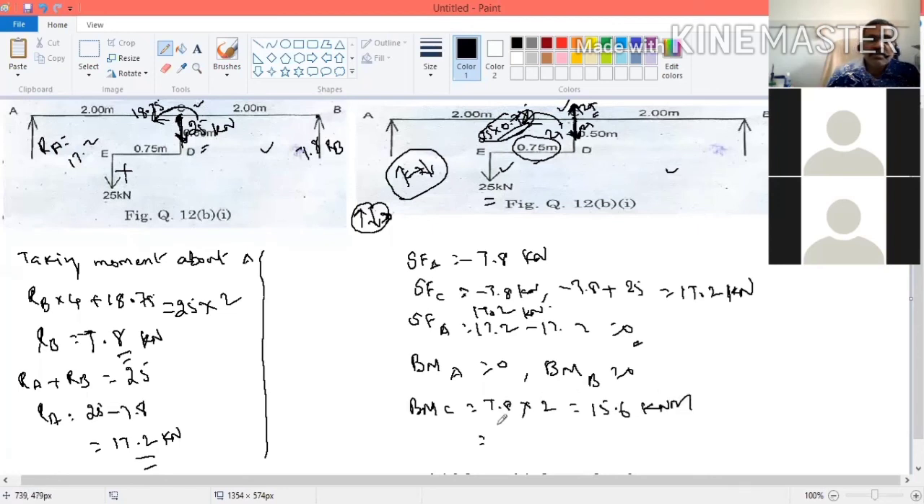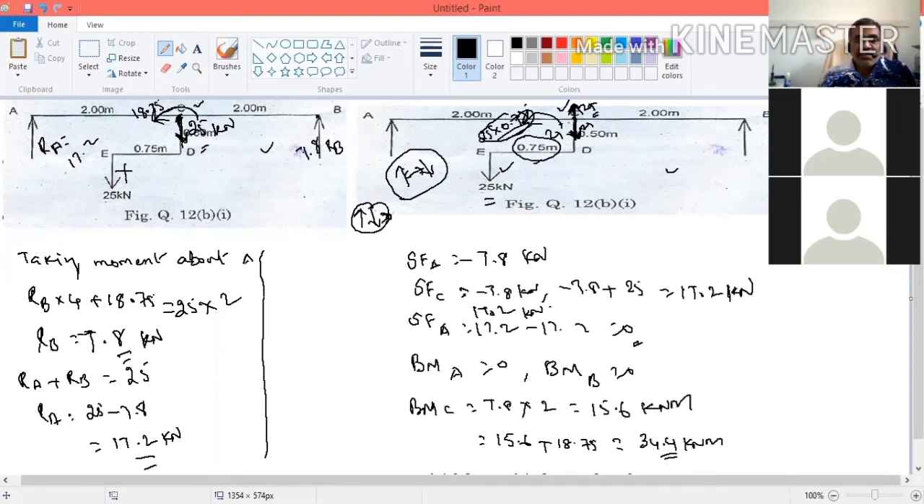Now you calculate the bending moment at C with considering the couple. Then 15.6 plus, this is also a counterclockwise couple, so plus 18.75. How much is the total? 34.4 kilonewton meter. Now we calculated everything.